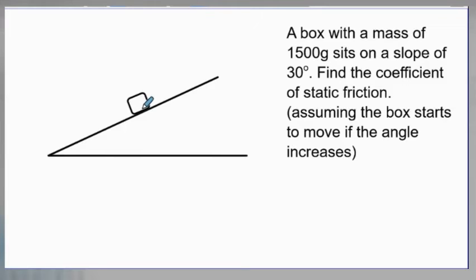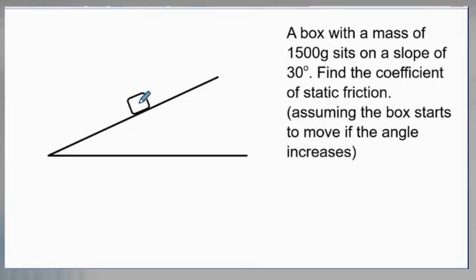So we have a box with a mass of 1,500 grams sitting on a slope of 30 degrees, and I want to know the coefficient of static friction. What we're making a little assumption here is that if I increase that slope at all, the box is going to start to move. So we're right at that tipping point between when the box will move and it won't move.